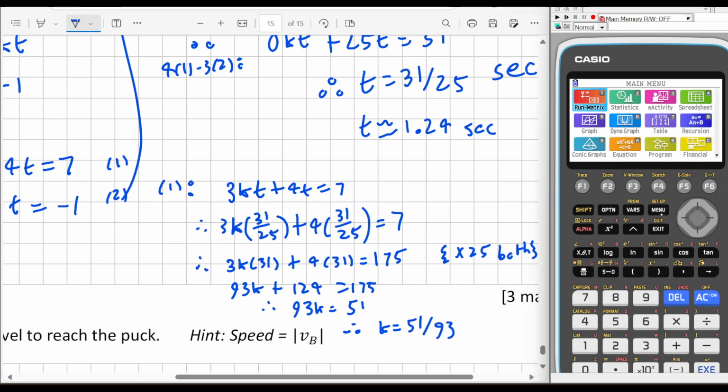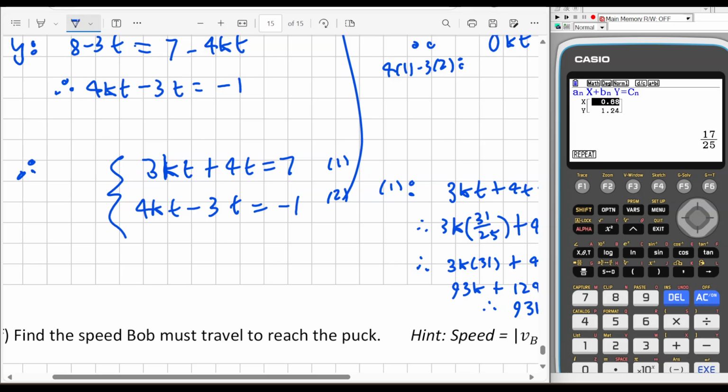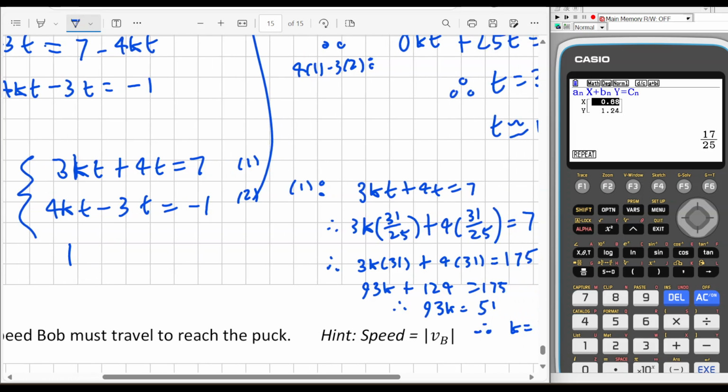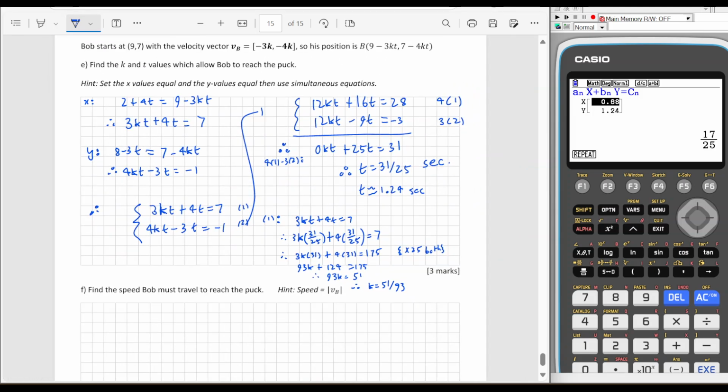Now you might be concerned about this, because when we did the equation solver, simultaneous to and solve, the t-value looks correct, 31 over 25, but this other value that we found was 17 over 25. So what the heck's going on there? That first number is the first column of our equation. So it's actually that kt is 17 over 25. And then there's that little bit of extra work to find k, and you'll find out that k is 51 over 93. And if you want, k roughly equals 0.548. Not that it matters too much what k is.